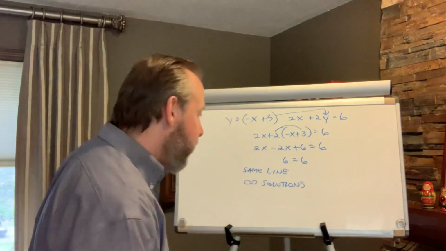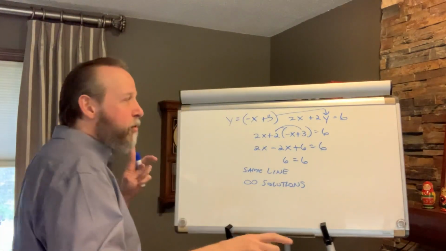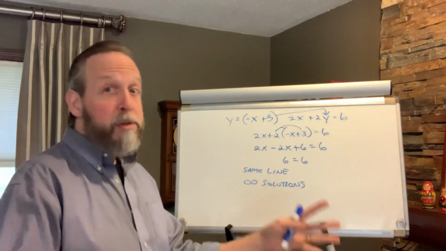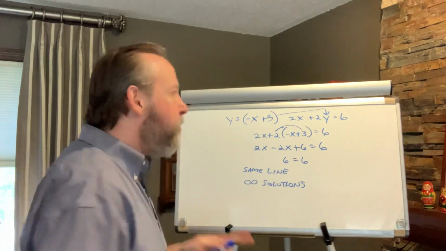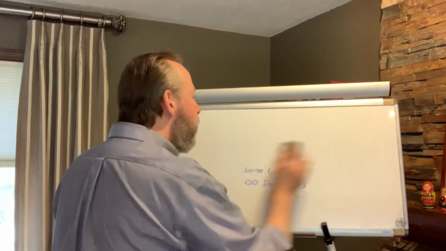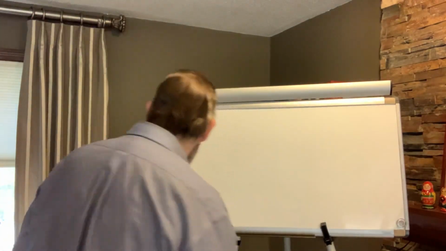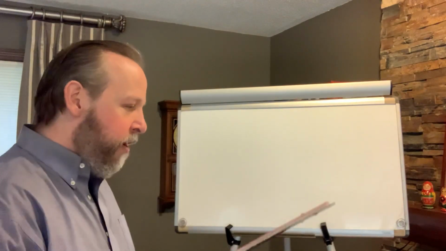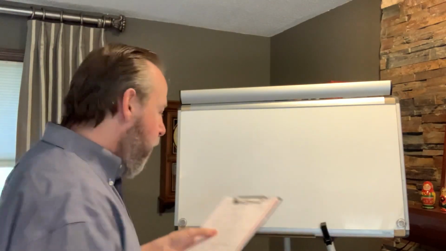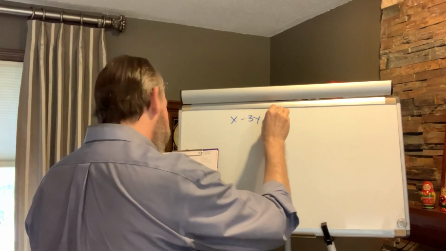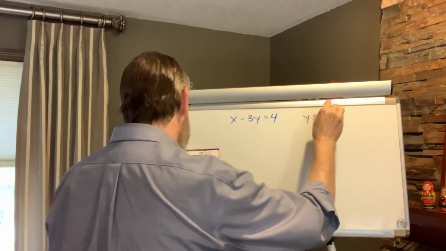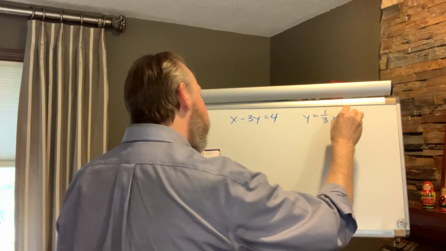Okay, that was a special system. Special systems are solved when the variables both cancel out and the result you get is a true statement. 6 does equal 6. So what do you think the other number 4 question could have been? Call it 4b. Well, you had x minus 3y equals 4, and you had y equals 1/3 x plus 2.